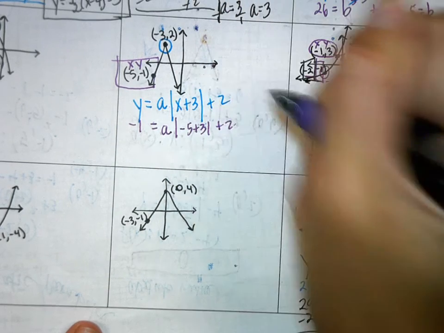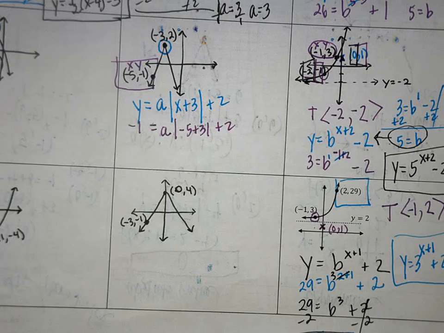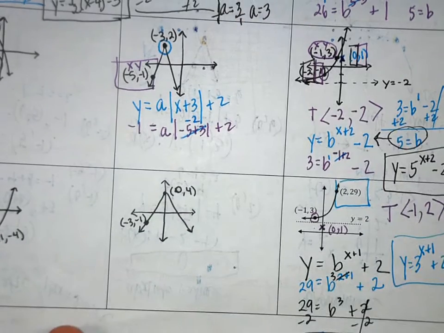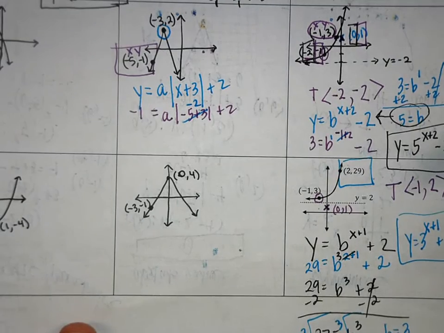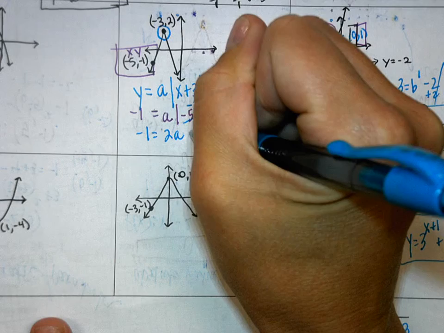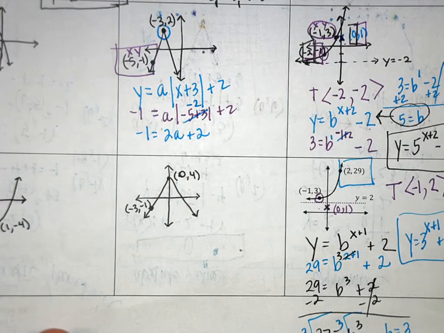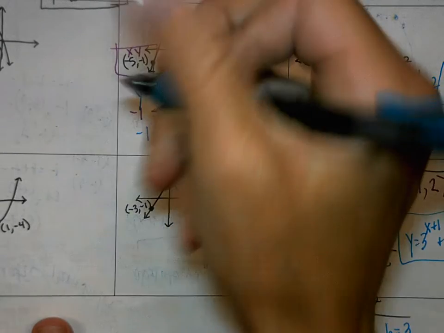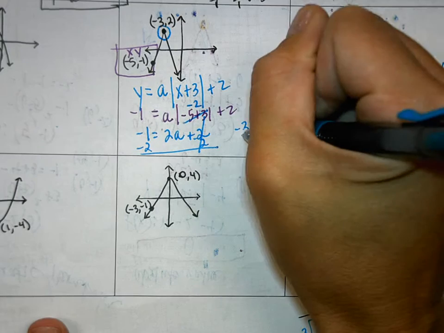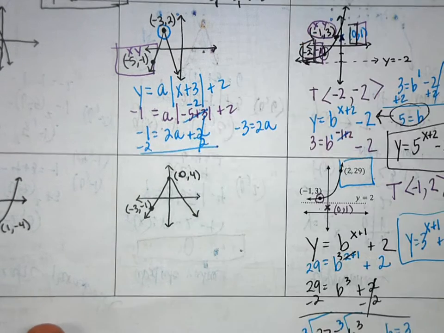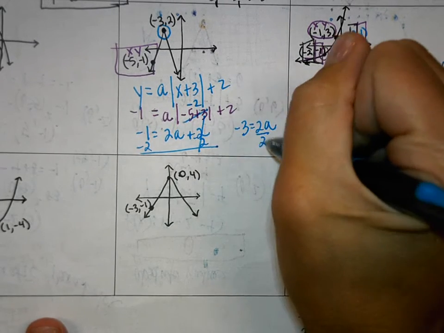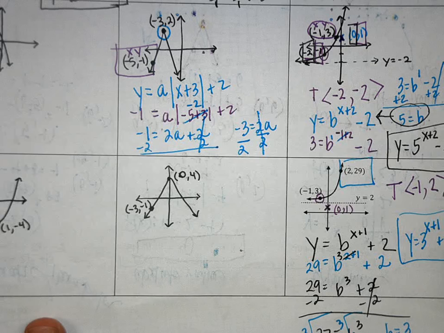What is -5 plus 3? Good. So that's -2. And then what's the absolute value of -2? 2. So -1 equals 2A plus 2. Everybody good there? Then we subtract 2 from both sides, and we end up with -3 equals 2A. And the last step would be to divide by 2. And so A equals -3/2.